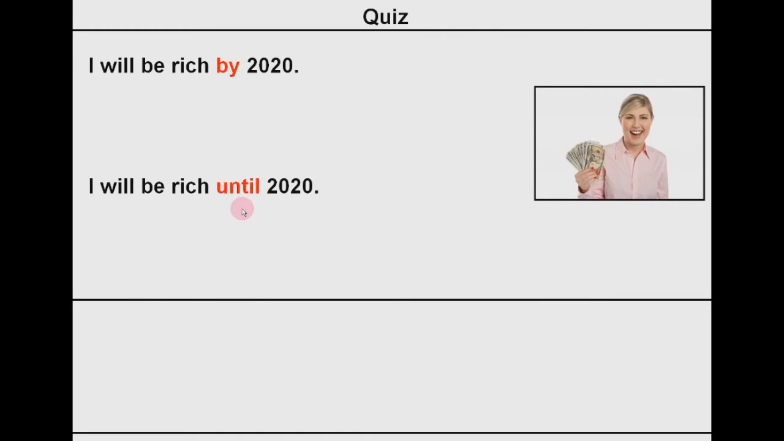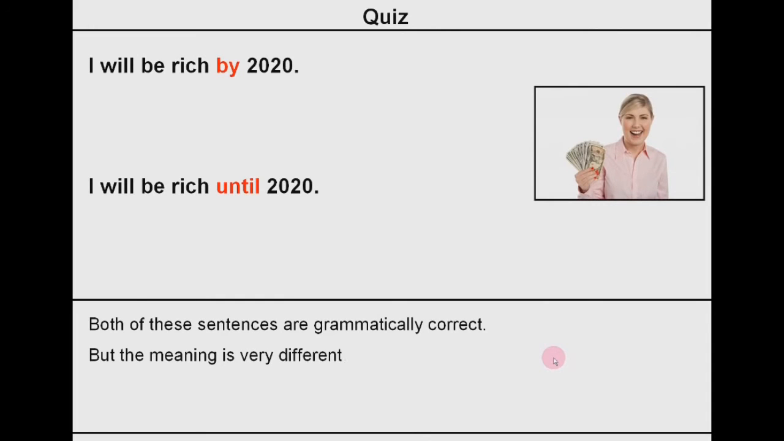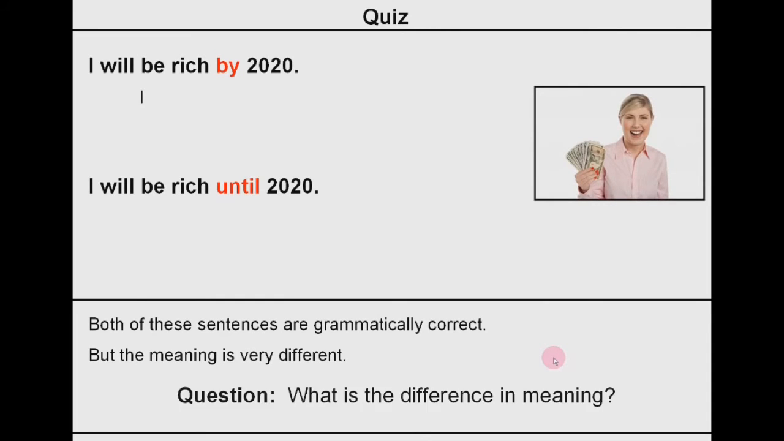Quiz. I've got a question for you. Here are 2 sentences. I will be rich by 2020. And I will be rich until 2020. So both of these sentences are grammatically correct. Okay, so this is correct and this is correct. But the meaning is very different. And so my question is, what is the difference in meaning?